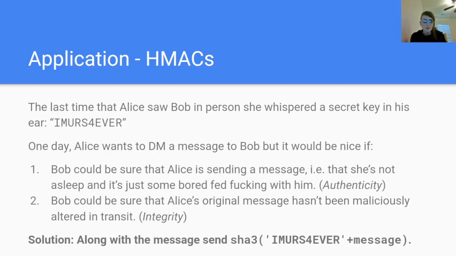So in addition to our message, which we send in plain text, we send the SHA-3 hash of the secret key concatenated with the message. That's all you have to do. And Bob can be sure that the message is authentic and it hasn't been tampered with, just by sending this one hash.